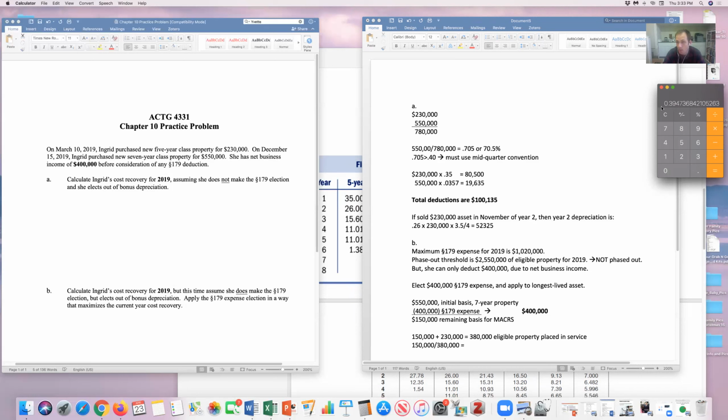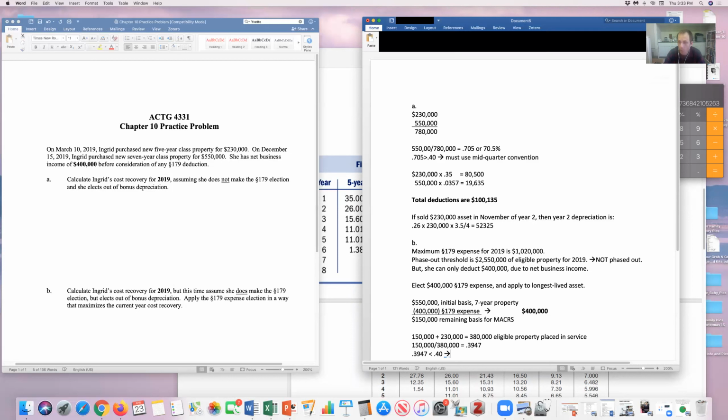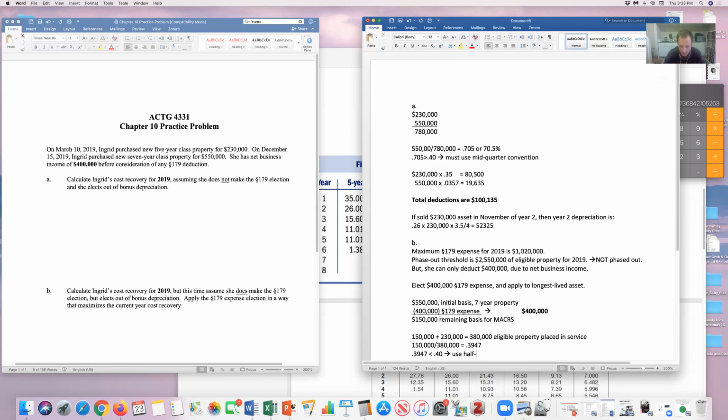All right, so I'm at 39.47%. Since that is not more than 40%, we are going to use the default half-year convention. We're no longer considered to have enough fourth quarter property that we have to use mid-quarter.